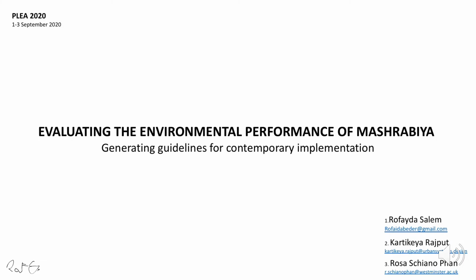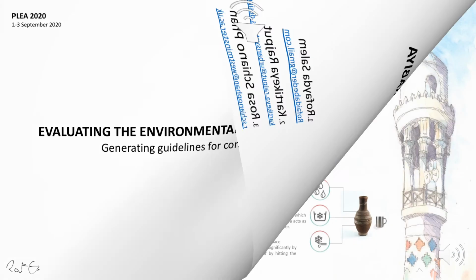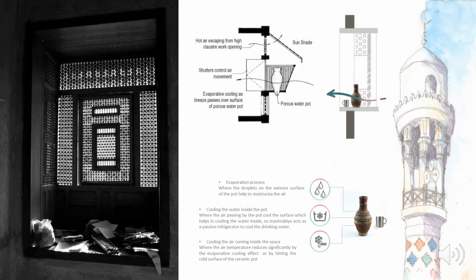Hello everyone, this paper is about evaluating the environmental performance of Mashrabiya. Mashrabiya is a common word for traditional perforated screens, which is taken from the word sharab, which means cold drink in the Arabic language, referring to the function of the ceramic pot that used to be placed in the Mashrabiya in order to cool the air entering the space and also cool the water for drinking.